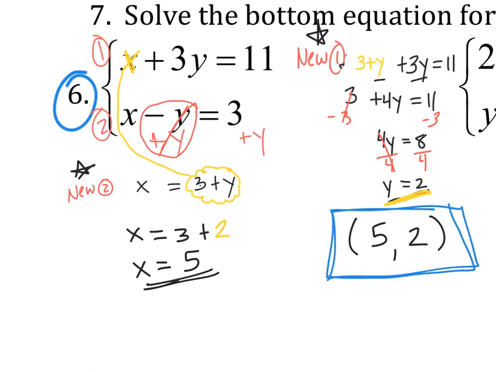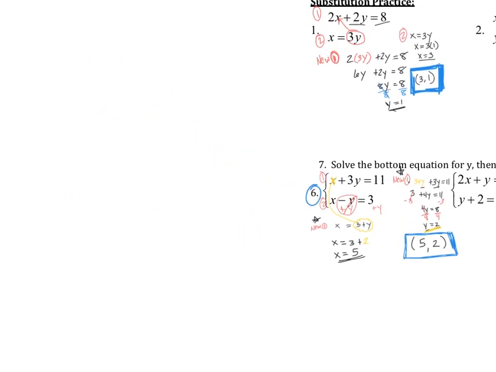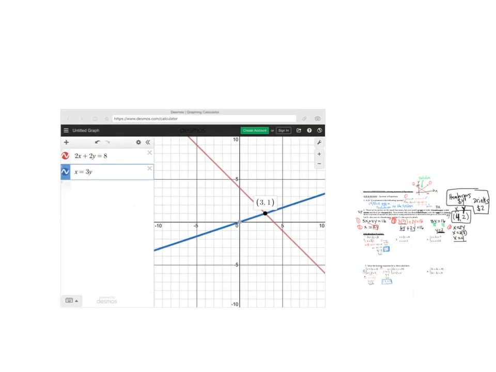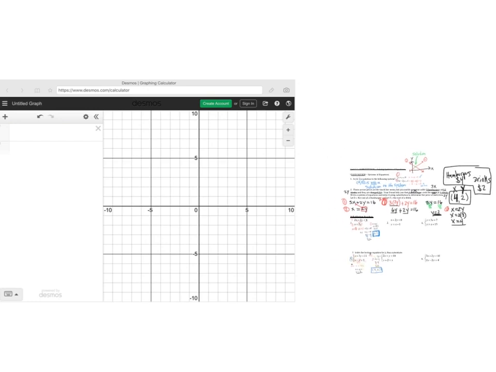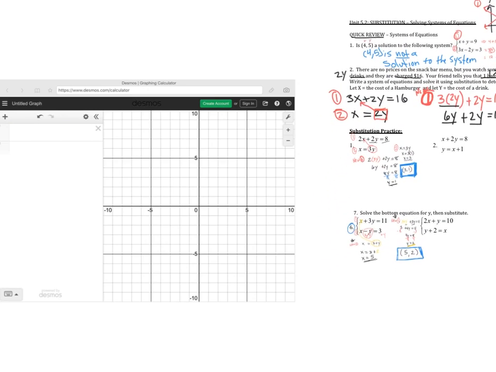It is not good enough to just stop right here and say, okay, I got my answer, 5, 2. You need to check to make sure it's even right in the first place. So what we're going to do is open the Desmos tab. Where are you, Desmos? There you are. So we're going to open Desmos. I'm going to get rid of those other equations that I had. And my equation in this problem was, what was it? x plus 3y equals 11.